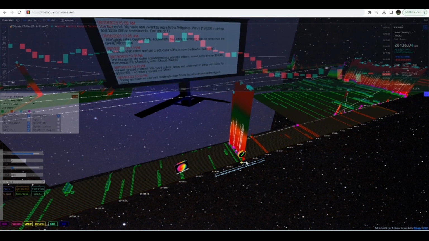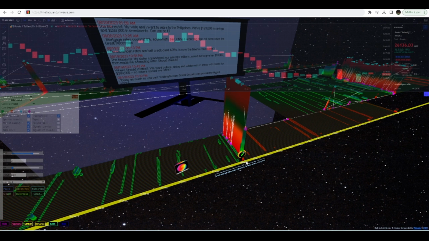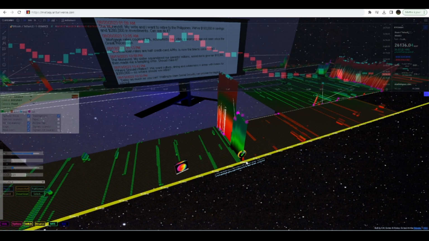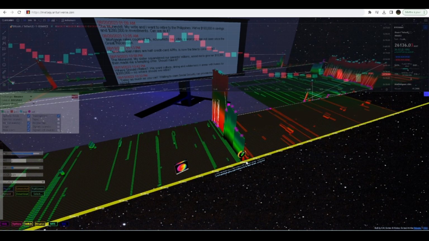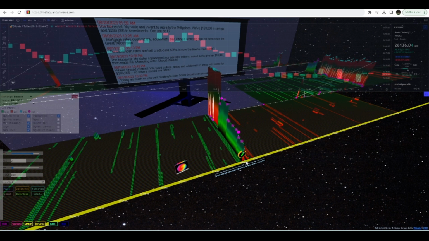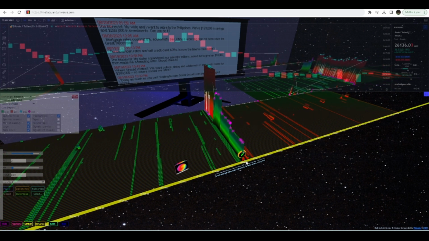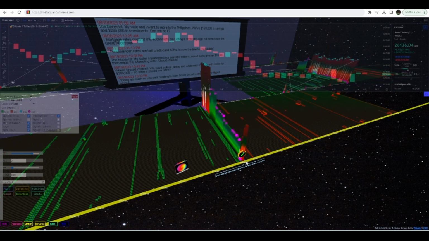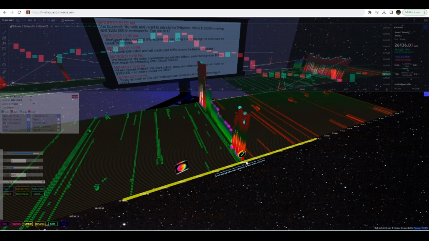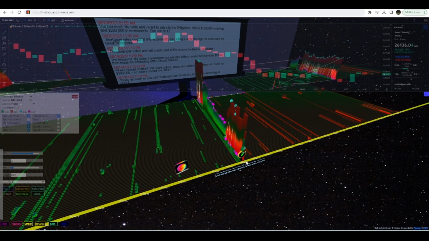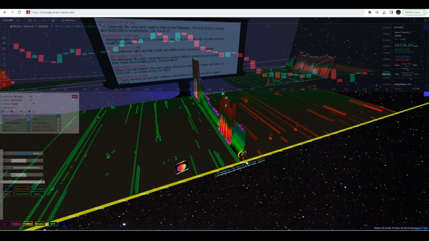Section 4.3, Time Analysis. Timestamps matter. Monitoring the time when significant orders are placed can reveal the urgency and intentions of market participants. A sudden influx of large orders can indicate a strategic move by institutional traders or whales.